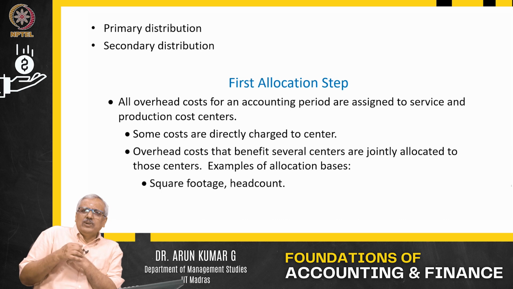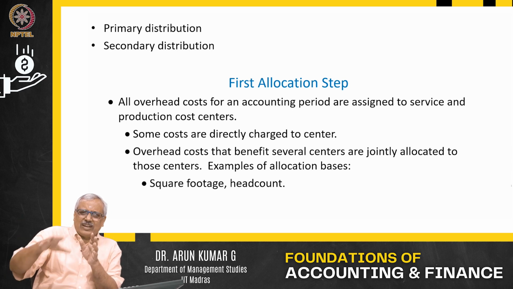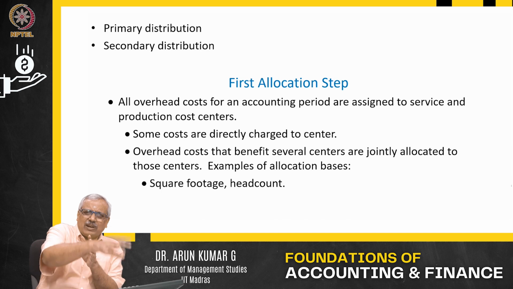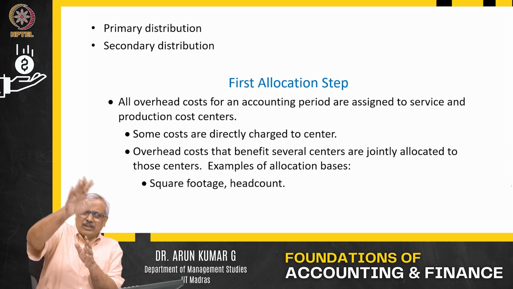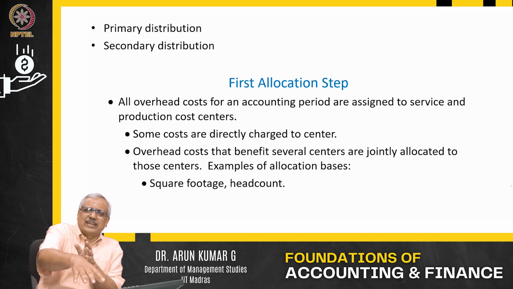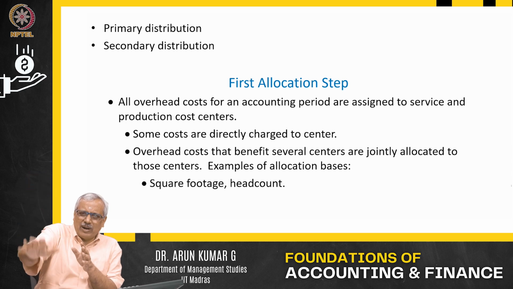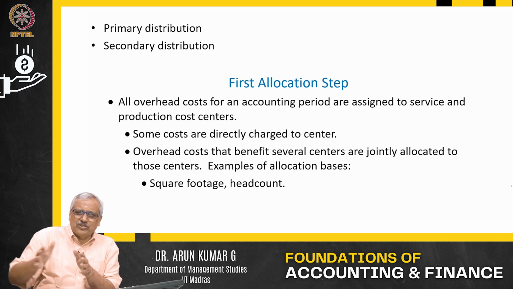So what do I do? I take the total cost of the time office and allocate it based on the number of employees in each of the departments. For example, production department A has 10 employees, I allocate some part of it. Production department B has 20 employees, I allocate some part of it. The administrative department C has some employees, I allocate something. The canteen has some employees, I allocate something. So I am allocating in that ratio.